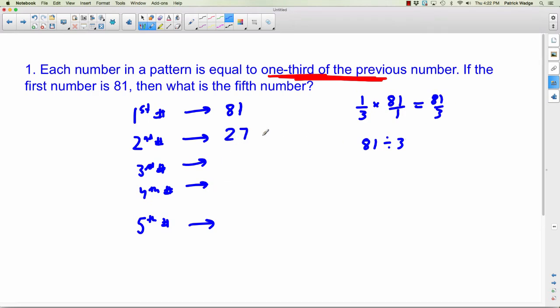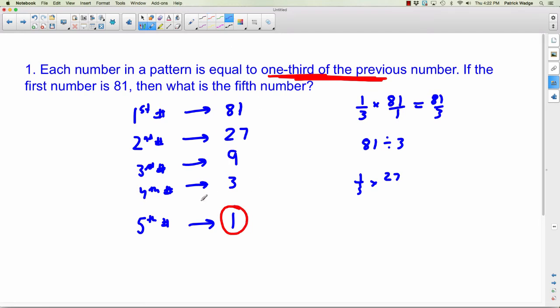How do we get the next one? Again, we go 1/3 times 27, or 27 divided by 3. Well, 27 divided by 3 is 9. To get the next one, divide by 3 again, 3. To get the next one, divide by 3 again, 1. So this is our answer. The fifth number is 1.